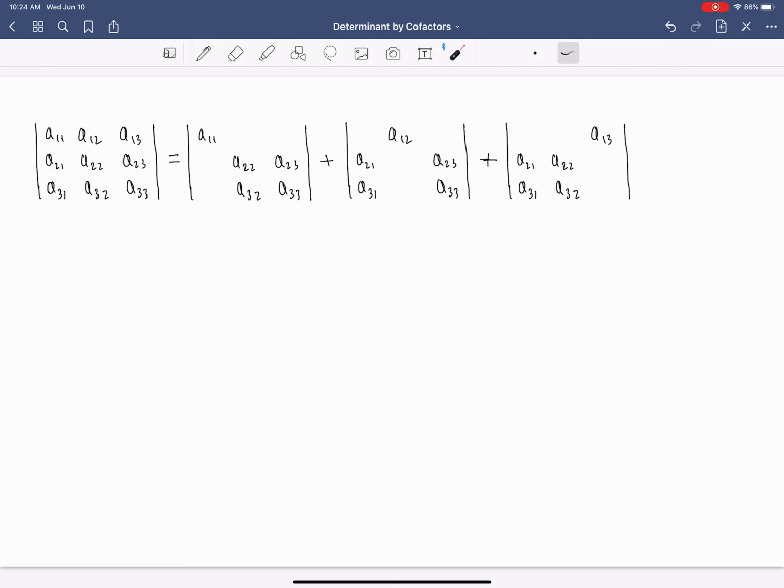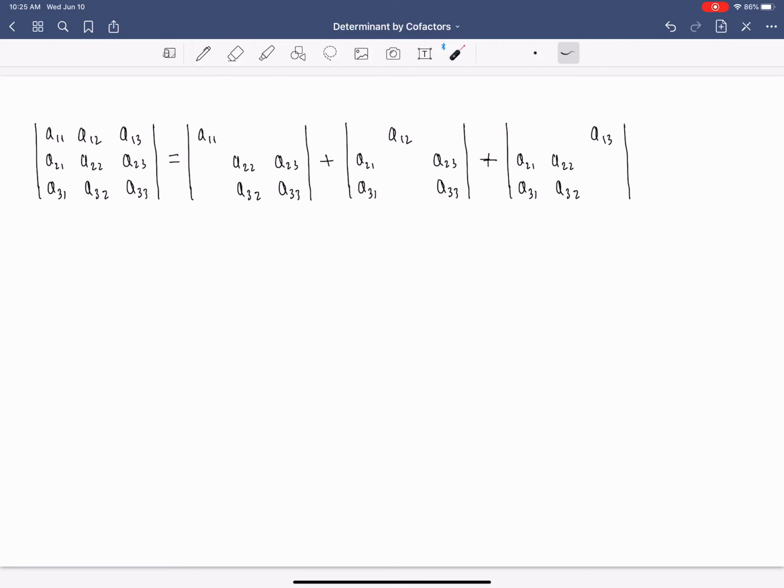Now, in a 3x3 case, you may feel like, why stop here? Why not continue? But the idea is that I can do the exact same approach with arbitrarily large matrices. And if the matrix is n by n, I'm going to have n many submatrices.